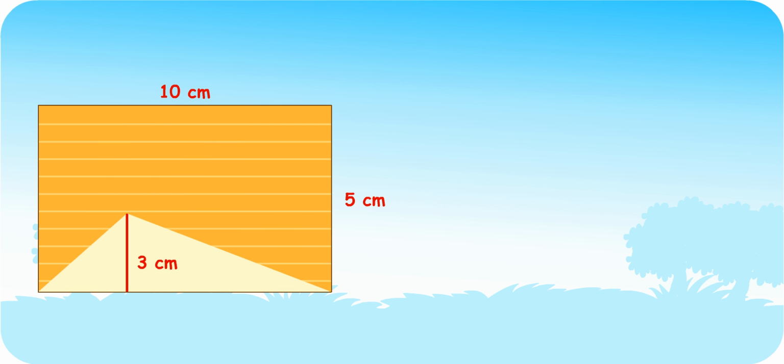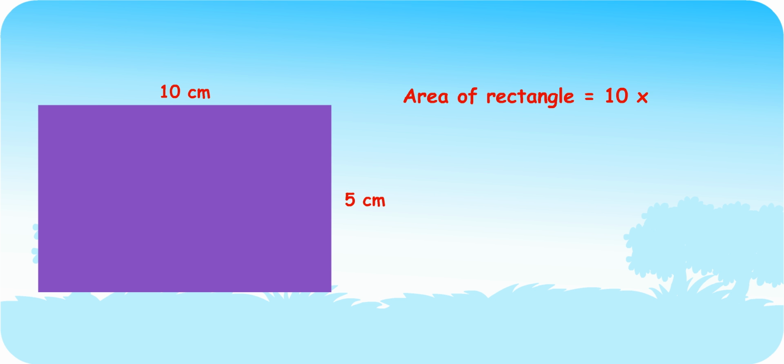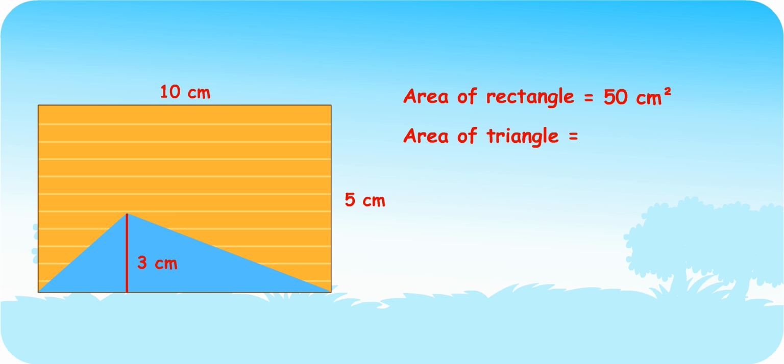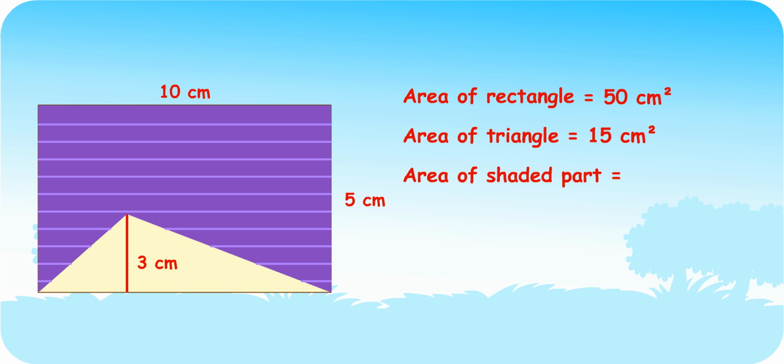Oh, I know. Firstly, I have to find the area of the rectangle, which is 10 centimeters times 5 centimeters, and that means its area is 50 square centimeters. Then, I find the area of the triangle. It is half times base, which is 10 centimeters, and times height, which is 3 centimeters. The triangle has an area of 15 square centimeters. To find the area of the shaded part, I take away 15 square centimeters from 50 square centimeters. The area of the shaded part of the rectangle is now 35 square centimeters. That is excellent work, Turbo Girl.